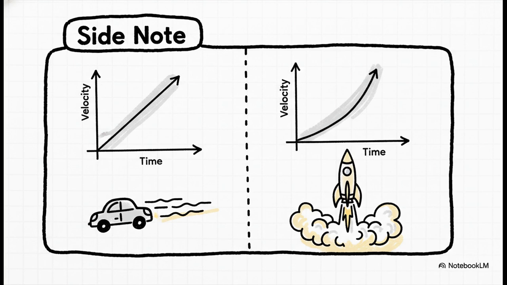Oh, and a quick little side note just for the curious among you, if you ever see a curved line instead of a straight one, don't panic. All that means is that the acceleration isn't constant. The rate of acceleration is actually changing, and that's what makes the line curve.